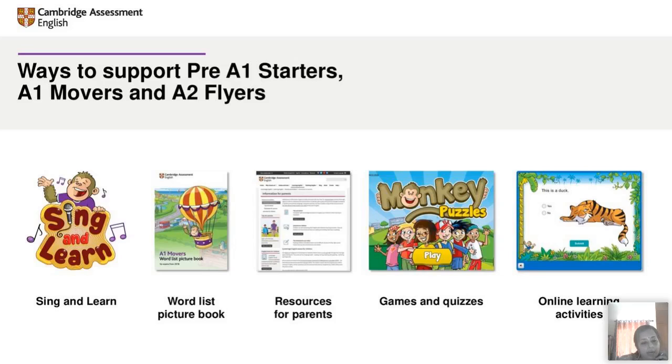And then there is a word list picture book, which means that the vocabulary building happens through a picture book. There are pictures and then the words for it. The list is quite exhaustive. So it's not like a very small 10 item book. There is a site where there are resources for parents.